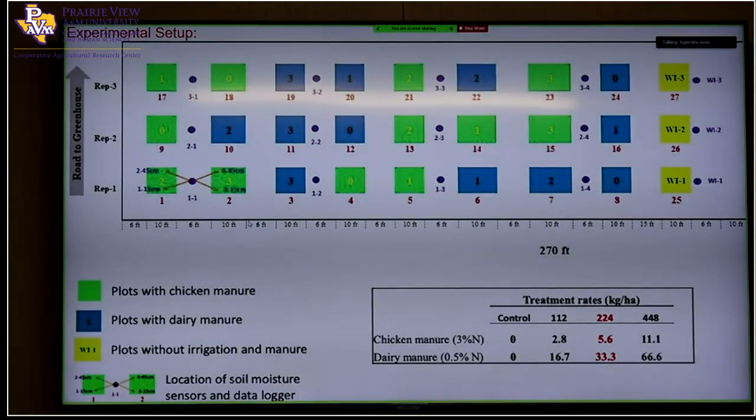So we saw this earlier in a different project, but I just want to go a little bit more in depth on this one. The green plots are the chicken manure, and the blue plots are the dairy manure. The zeros are the control, and 1, 2, and 3 are the treatment rates, with 1 being half of the treatment rate, 2 being the actual treatment rate, and 3 being double the treatment rate. And the yellow ones, the W's, are the plots with irrigation and manure.